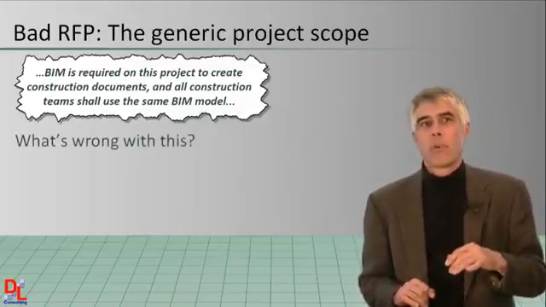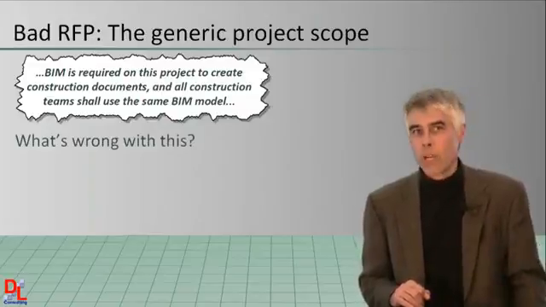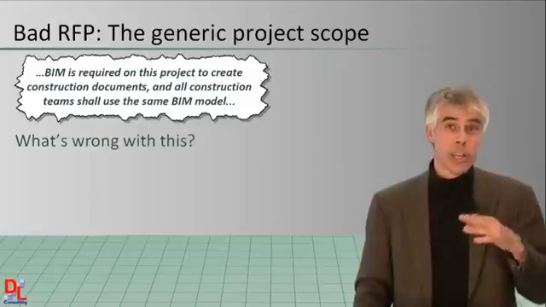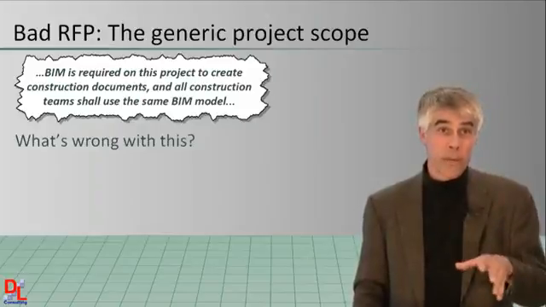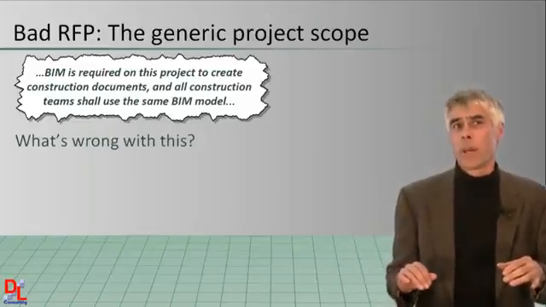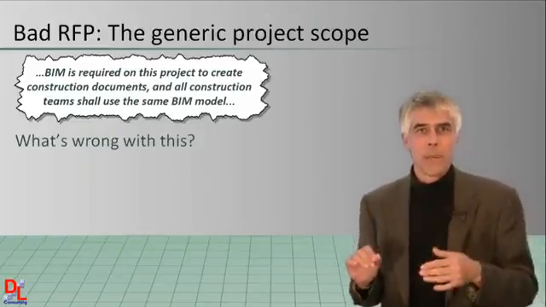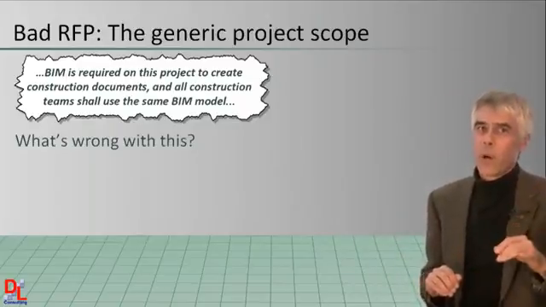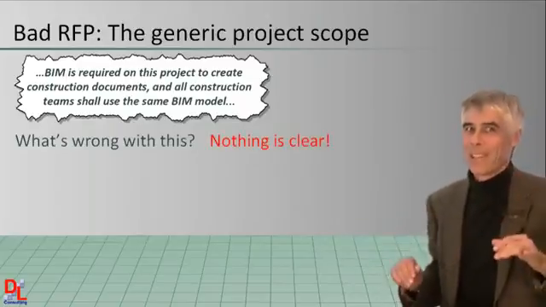This is an example of what we might call the generic BIM project scope. There's a certain irony here because some RFPs with generic scopes for BIM frequently include elaborate detail on virtually every other topic. But for some reason, when it comes to BIM, the RFP gets really vague. Given this requirement, virtually nothing is clear.